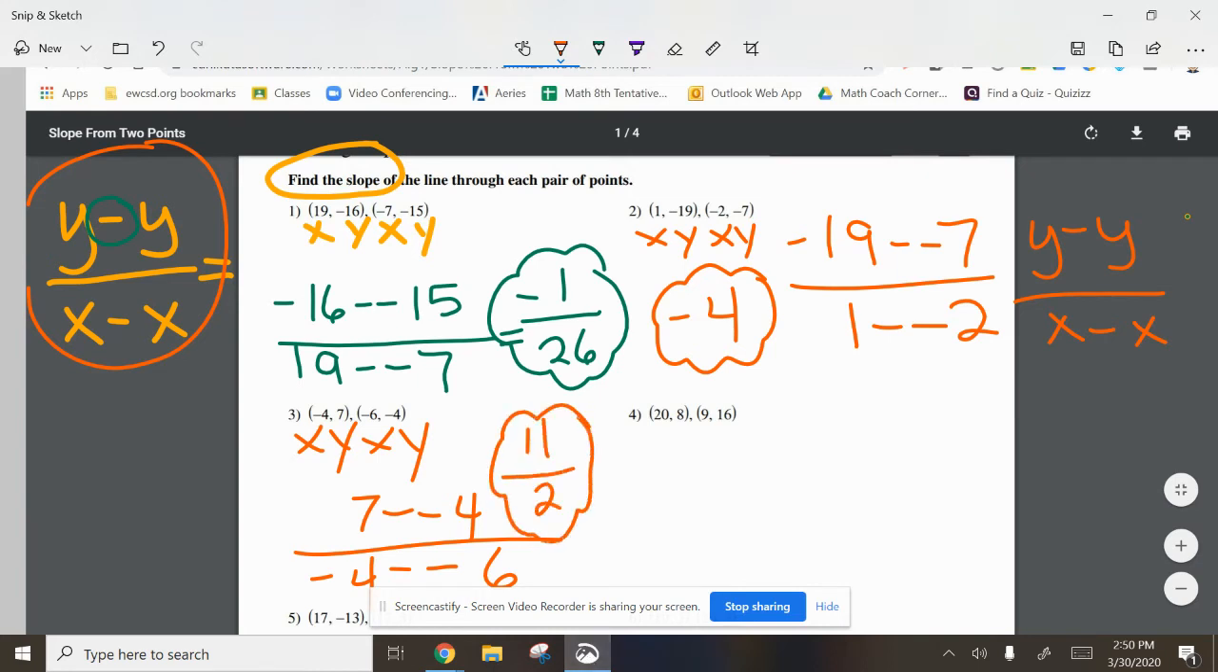All right. And go ahead and try this last one on your own. Do the best you can. Hit pause for me. That'd be great. Just hit pause and try to solve it. And then let's check our work to make sure we got it right.